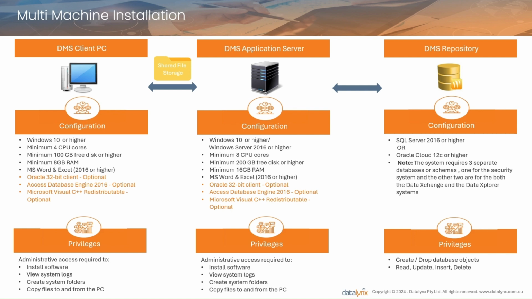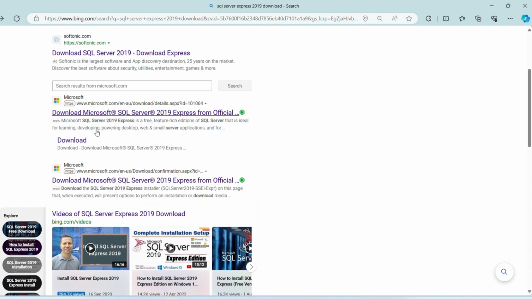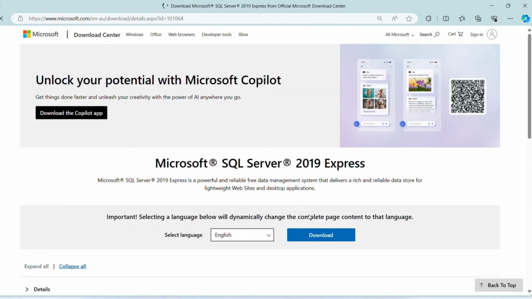The Data Explorer system requires a database to hold its system tables. This database can be installed either in SQL Server 2016 and higher, or on Oracle 12c Container Database and higher. In this video, we will install SQL Server Express as our database environment. If you have an existing SQL Server, you can use it. Otherwise, SQL Server Express is free to download.